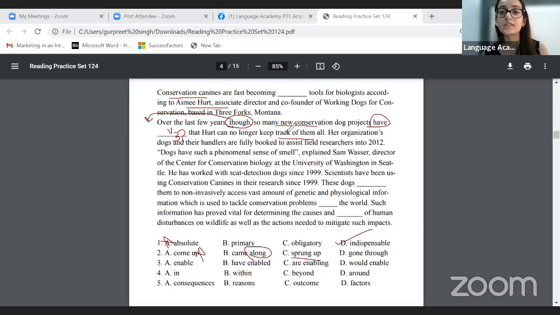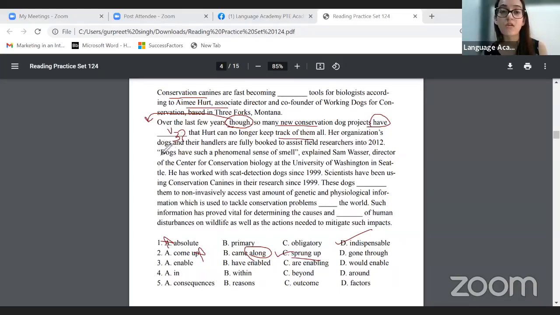And can we say conservation projects have gone through? Conservation projects are non-living things. You can say I have gone through the papers, I have gone through the rules. But conservation projects have gone through doesn't make sense. So we can say we have seen a lot of new conservation projects, which simply means new conservation projects have sprung up in the last years that Heard can no longer keep track of them all.